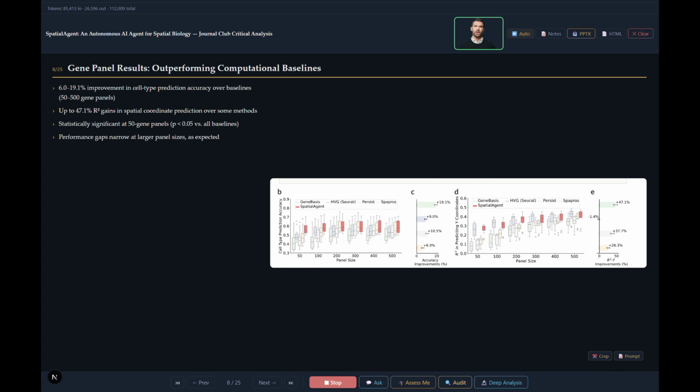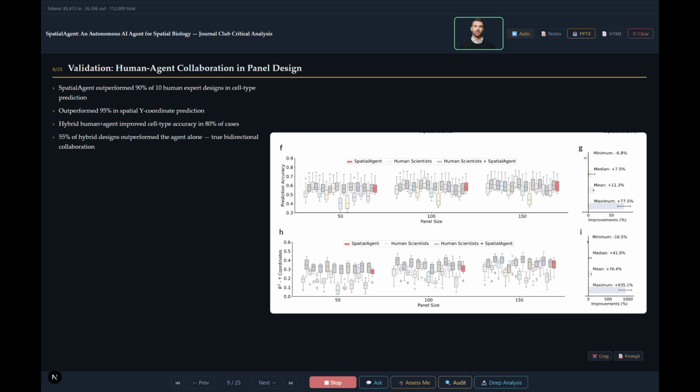The authors provide pairwise t-tests in the supplement showing statistical significance at 50 genes. A fair critique: HVG performs nearly on par with Spatial Agent for spatial prediction, with only a 1.4% difference, suggesting simpler methods can be competitive for certain metrics. Perhaps the most impressive validation is the head-to-head comparison with 10 human scientists. Spatial Agent beat 90% of human designs in cell type prediction and 95% in spatial coordinate prediction.